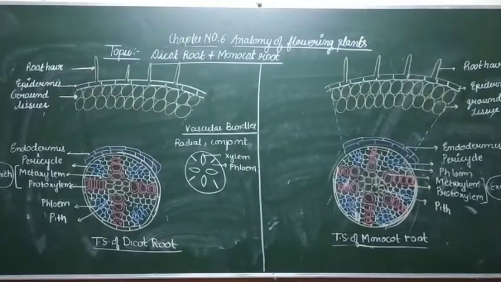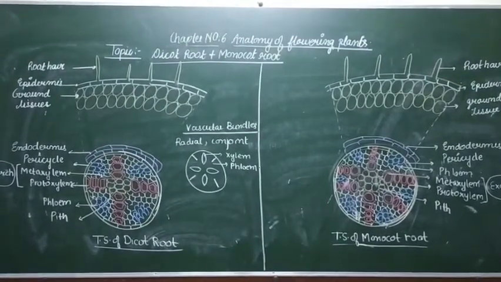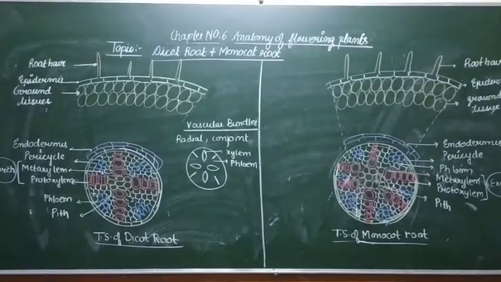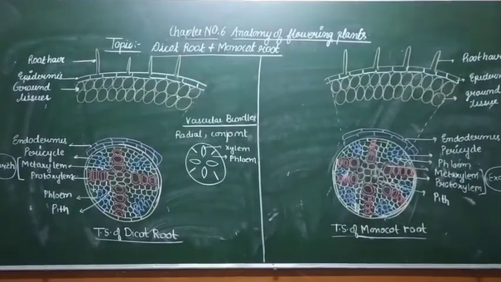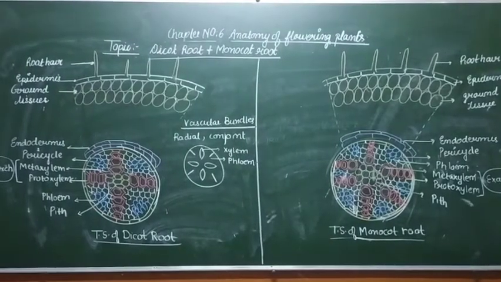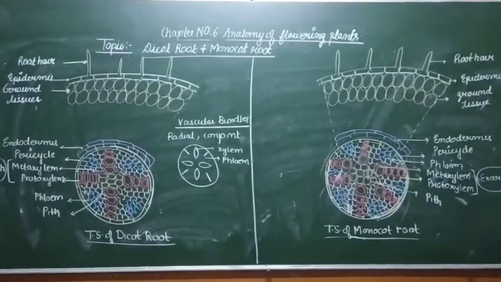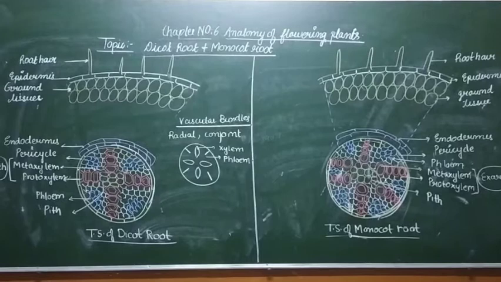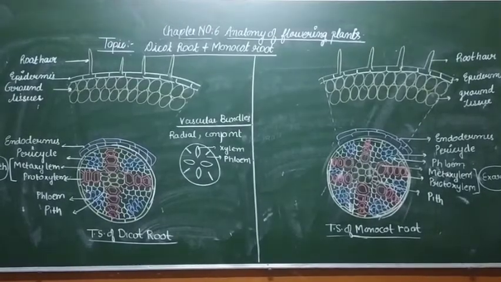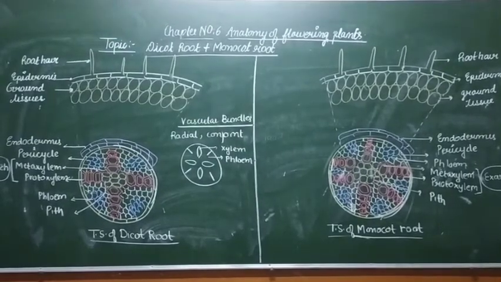So this is the basic difference between the dicot root and the monocot root, that is on the basis of their vascular bundle only. So you just have to remember this thing. Fine? You just draw these diagrams carefully, beta. Make beautiful notes of it.